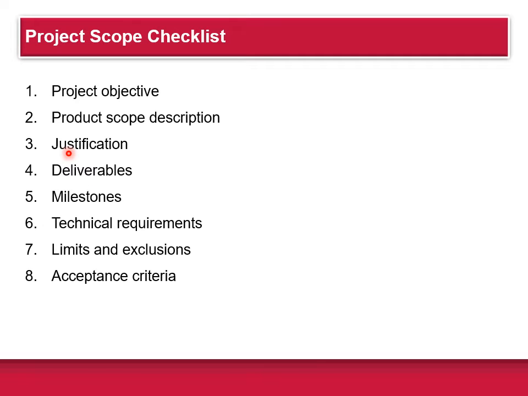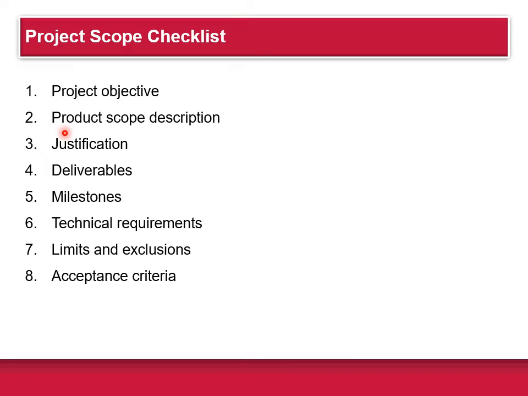So we talk about project scope. The textbook gives what's known as a project scope checklist. So that checklist starts with number 1, the project objective. This is the first step of the project scope definition, and it has to define the overall objective to meet your customer's needs. Step 2 is the project scope description.